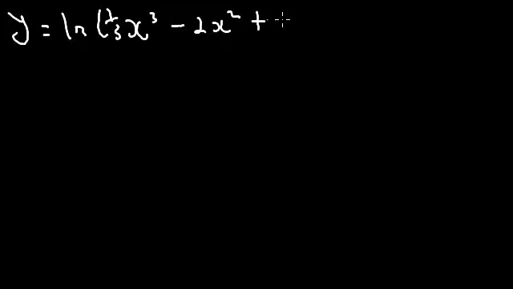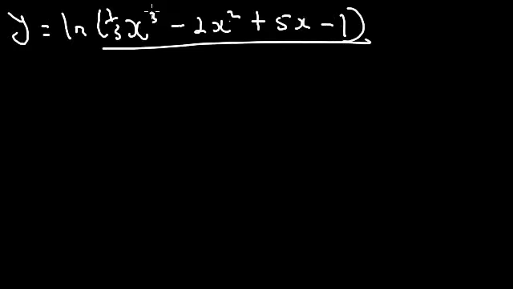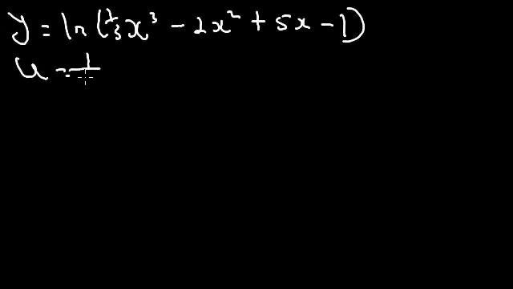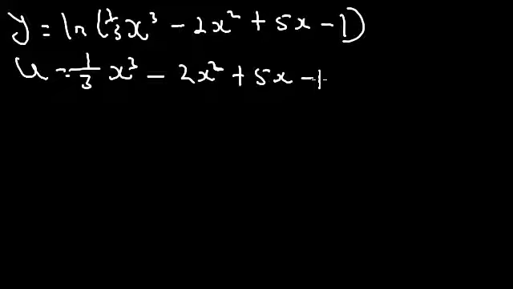Consider the function y equals ln of (1/3 x cubed minus 2x squared plus 5x minus 1). Let me write that properly. Feel free to figure this out yourself. After that, you can pause it and see if you have done the right thing. Just like before, let this entire polynomial, 1/3 x cubed minus 2x squared plus 5x minus 1, be equal to a new variable u, just to make things simple.